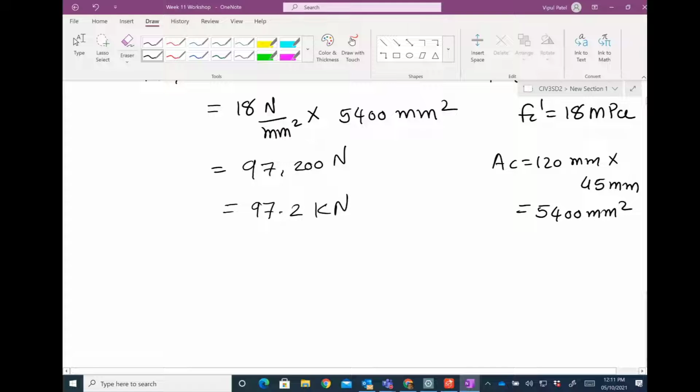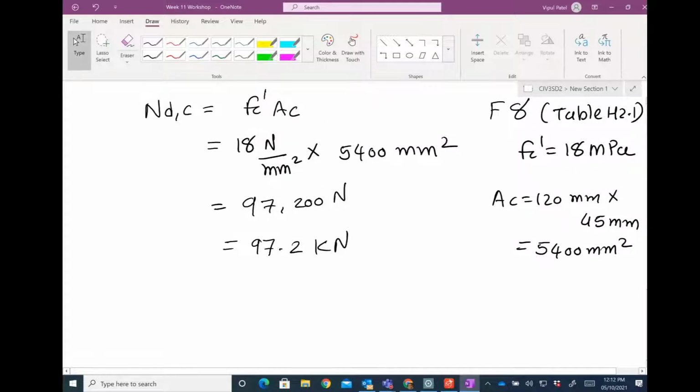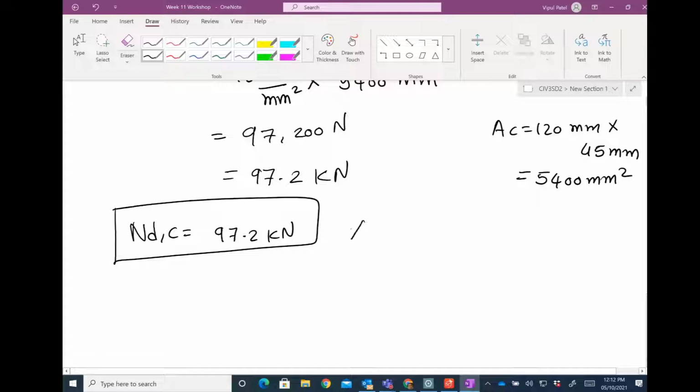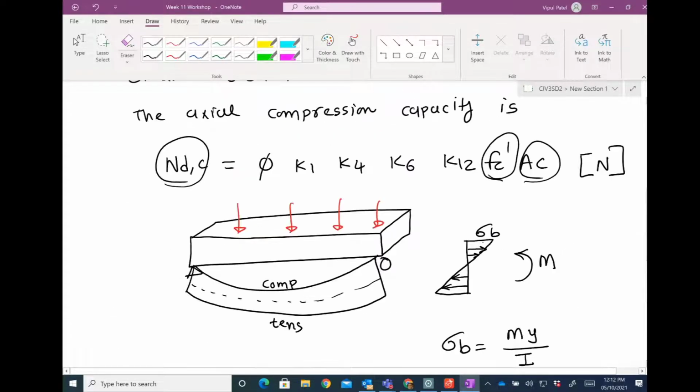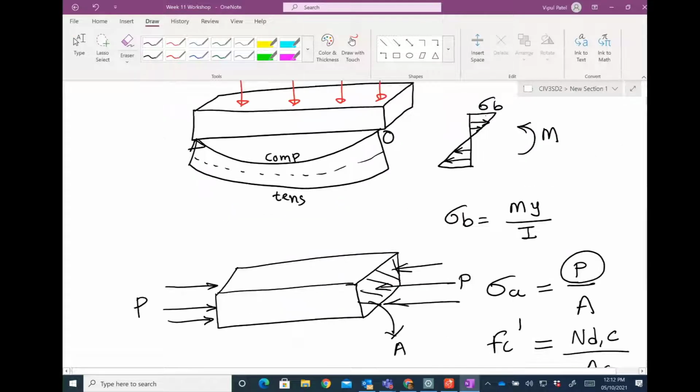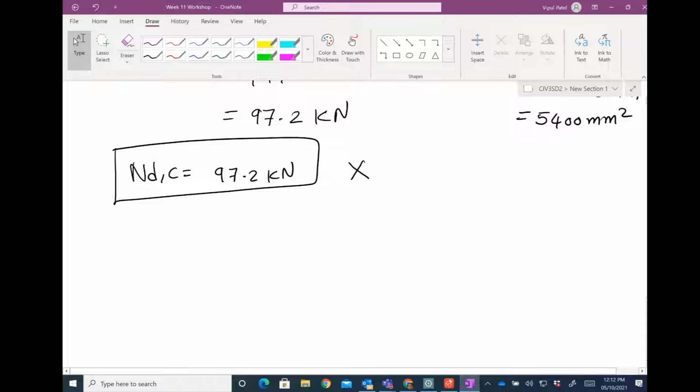So if you don't know anything, basically from your year one knowledge, you are still in a position to say that the capacity of the timber section is 97.2 kilonewtons. Of course, this is not correct, meaning that we need to take into account the capacity factors and the 4 Ks that we have here. But at least we have an indicator.